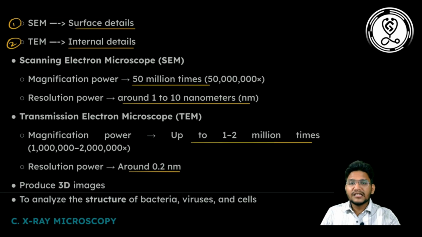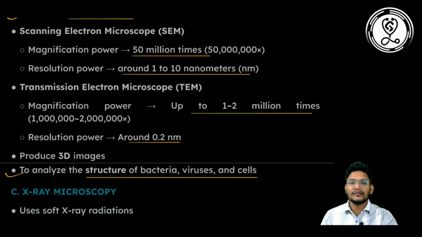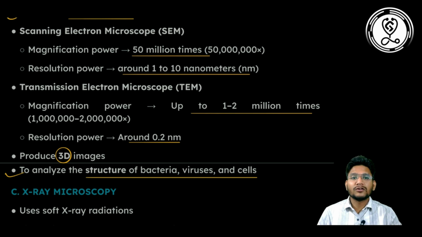And the use of this microscopy is to analyze the structures of bacteria, the structure of viruses, and the detailed structures of cells. Okay. So if you want to analyze the structure of bacteria, if you want to go for the study of viruses, you can go for the electron microscopy. And we can produce 3D images of an object. Okay, we can produce 3D images of the objects by this microscopic technique. Okay, so this is about electron microscopy.